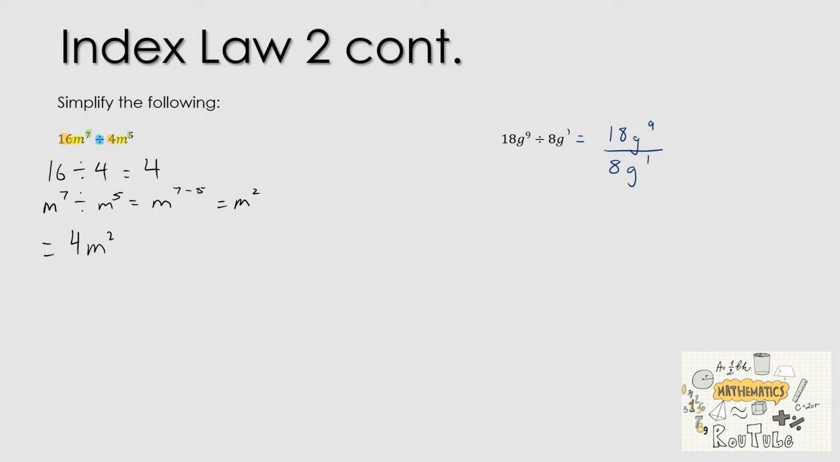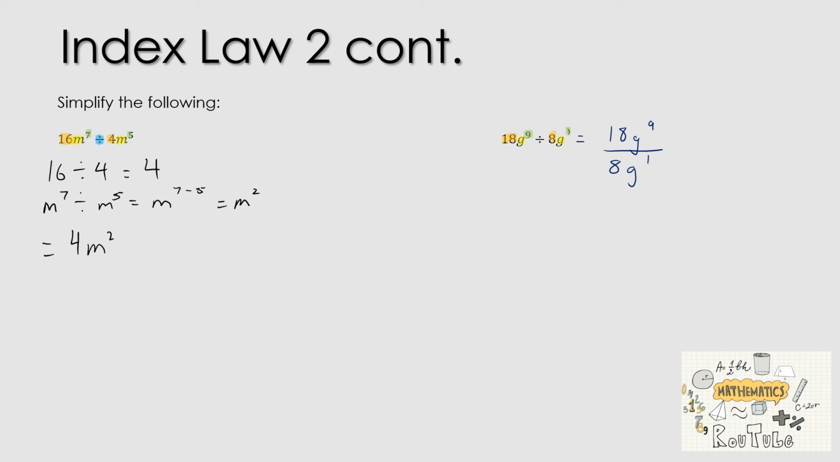So we follow the same process. I'm going to highlight coefficients in orange, the bases in yellow, and the indices in green. So same process again: 18 divided by 8. Now that's going to give you 2 point something, and we don't want to deal with any decimals. That's why I've written it as a fraction.